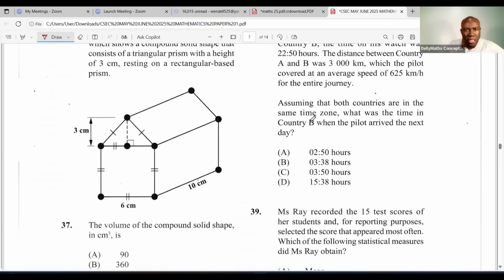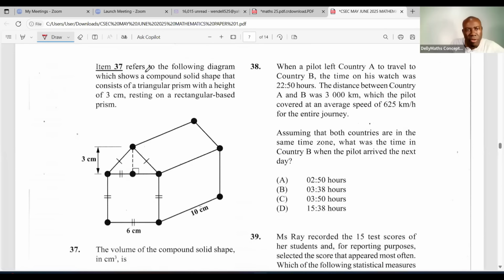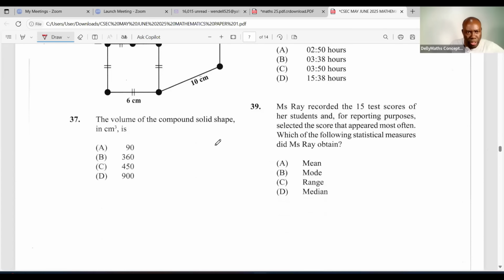New question again. They really come up with a lot of new questions. So it says here, item 37 refers to the following diagram, which shows a compound solid shape that consists of a triangular prism with a height of 3 resting on a rectangle. We're looking at the volume of the compound shape.